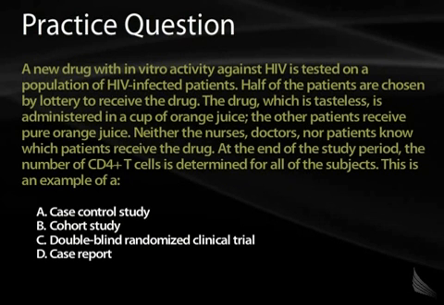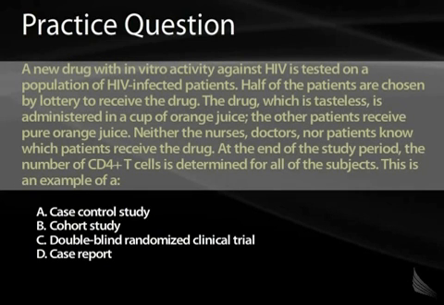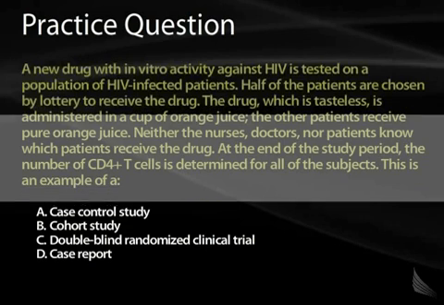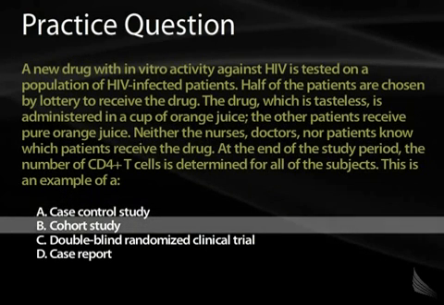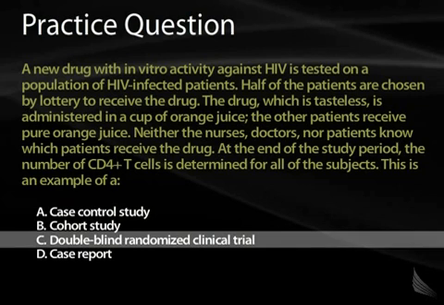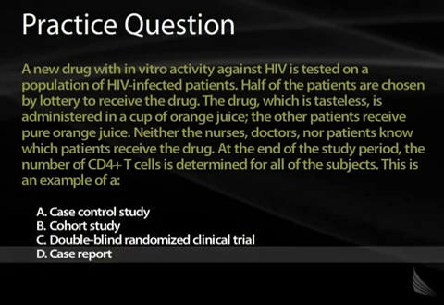Practice question. A new drug with in vitro activity against HIV is tested on a population of HIV-infected patients. Half the patients are chosen by lottery to receive the drug. The drug, which is tasteless, is administered in a cup of orange juice. The other patients receive pure orange juice. Neither the nurses, doctors, nor patients know which patient received the drug. At the end of the study period, the number of CD4 positive T cells is determined for all of the subjects. This is an example of A, a case control study, B, a cohort study, C, a double-blind randomized clinical trial, or D, a case report.